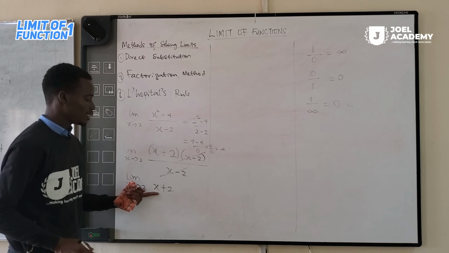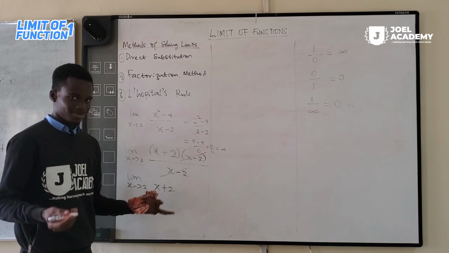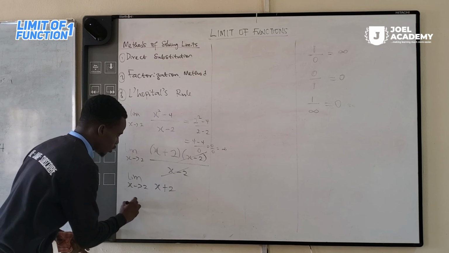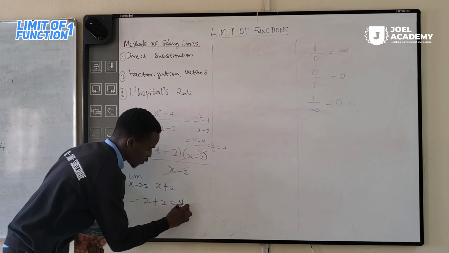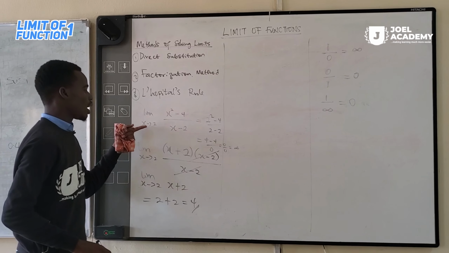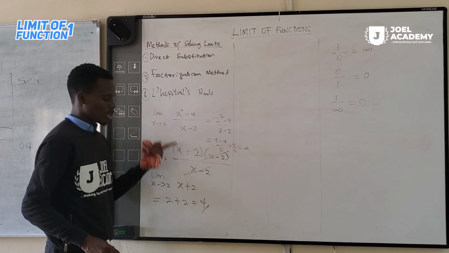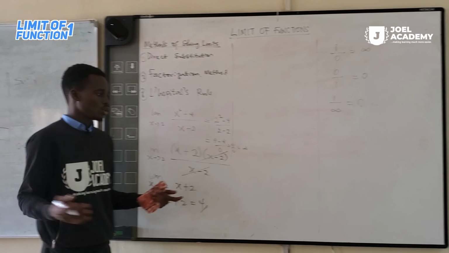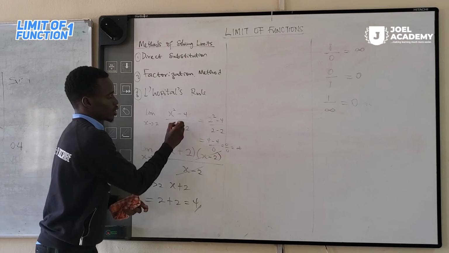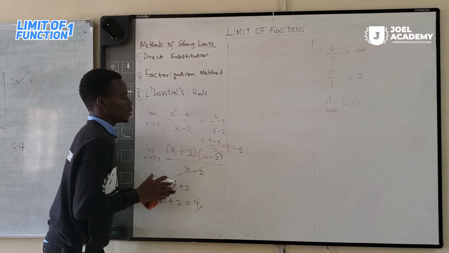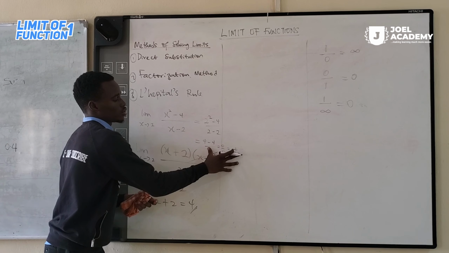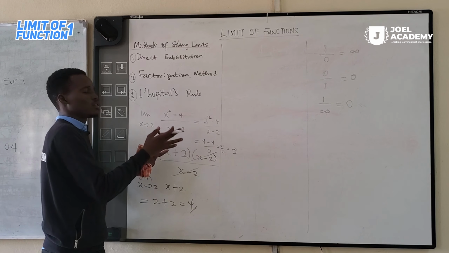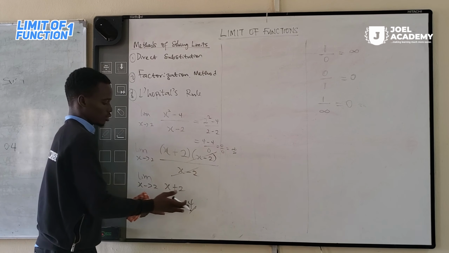So we can easily substitute. Our answer will now become x, which is 2, plus 2. It gives us 4. So our final answer is 4. You have x tending to a finite number, your answer is also finite. So that's good. You see how we tried direct substitution, it gave us infinity. It means we are not to use the direct substitution method to get our answer. We have to look for another way around to get our answer.